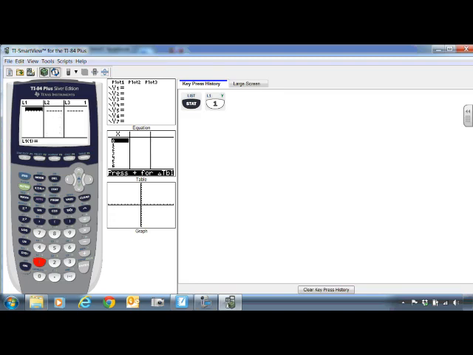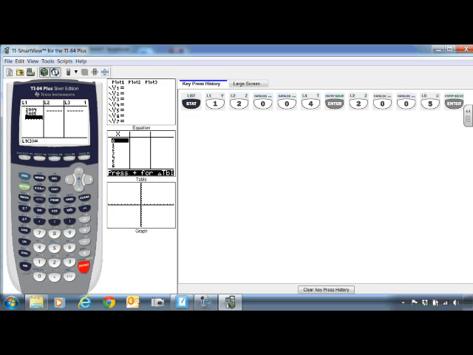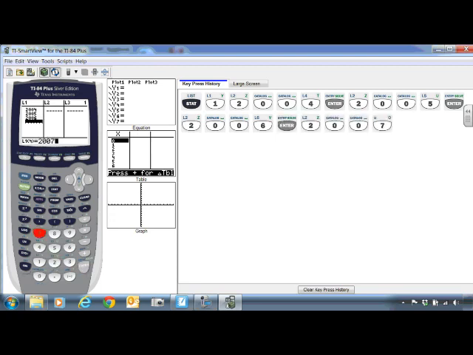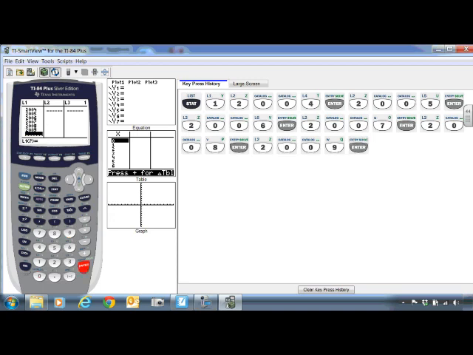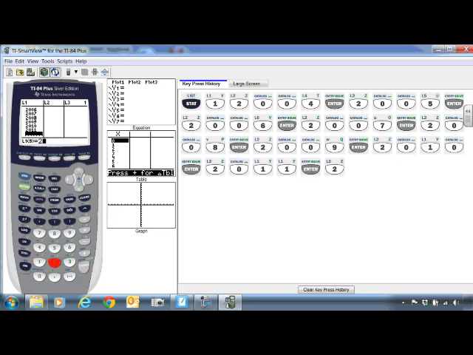So we're going to start with 2004, 2005, 2006, 2007, 2008, 2009, 2010, 2011, 2012, and 2013. Okay, now we need to arrow over to L2.